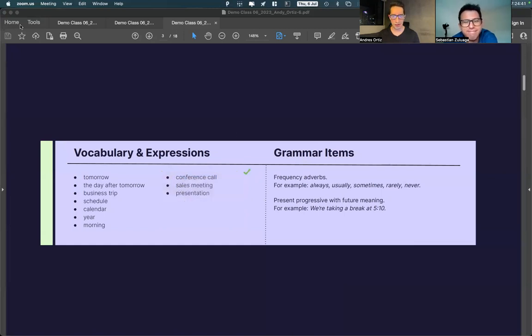Now, we're also going to take a look at some grammar items, guys. These are the items that we're going to be covering. Let's start with Julio. Can you take a look at the first one? Frequency adverbs, for example, always, usually, sometimes, rarely, never. All right, very good. And what about Elizabeth? Let's look at the second item. Present progressive with future meaning. For example, we are taking a break at 5:10. All right, very good job, guys.